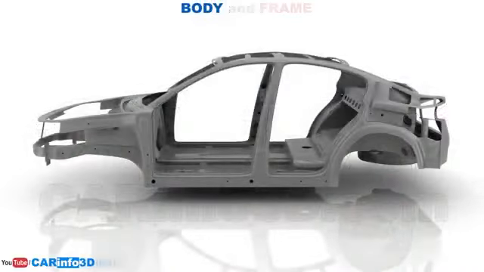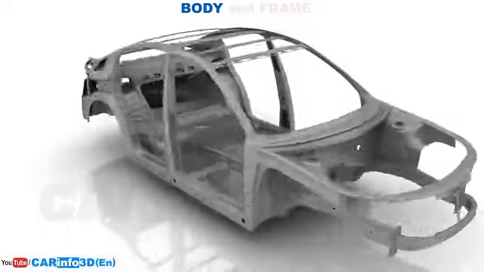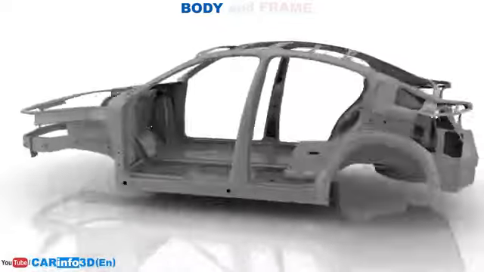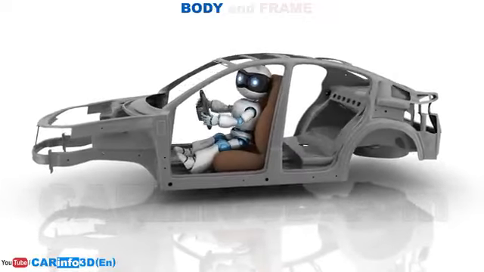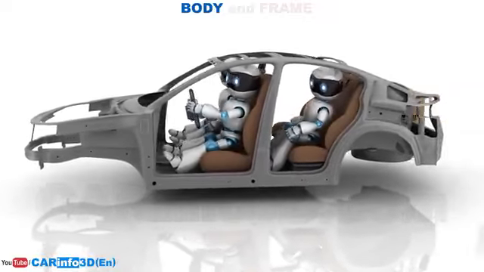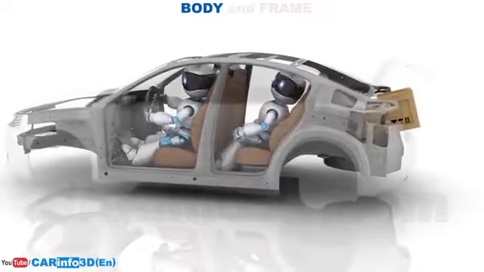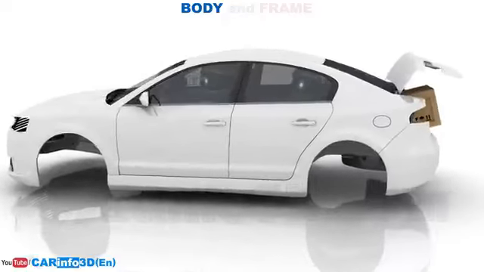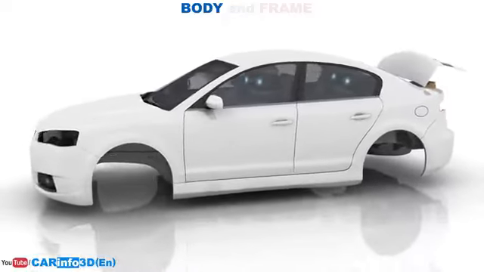This is the body. It provides space for the driver, passengers, and cargo. This is the body together with all auxiliaries and decorative elements.